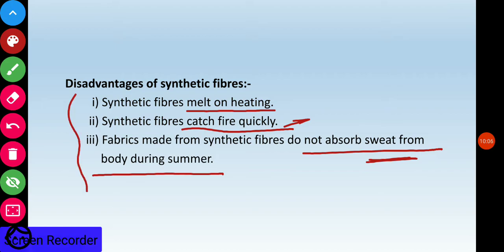Everything has some advantages and disadvantages. They are good for making our party wear clothes because they have a very good shine, but we cannot use these clothes during the summer season or near fire, like during Diwali when you burst crackers, there may be a danger of these clothes catching fire. So we have to be very careful when wearing clothes made from synthetic fiber.